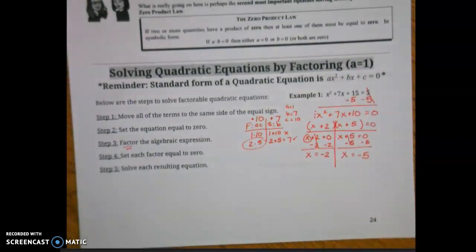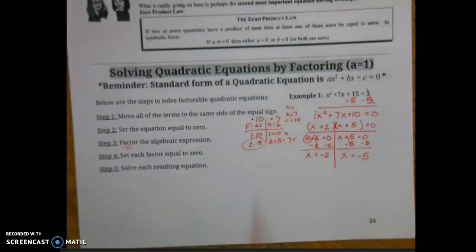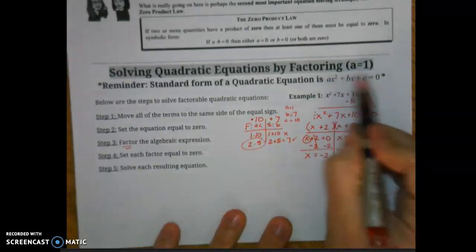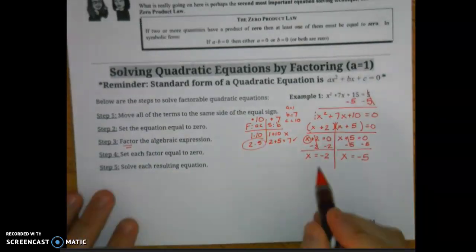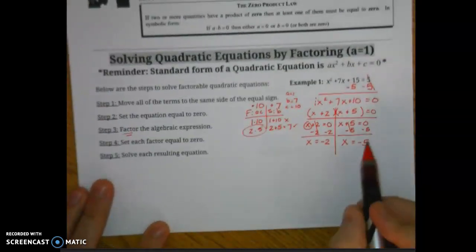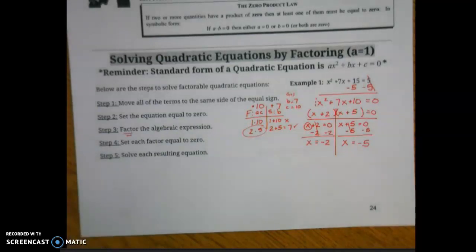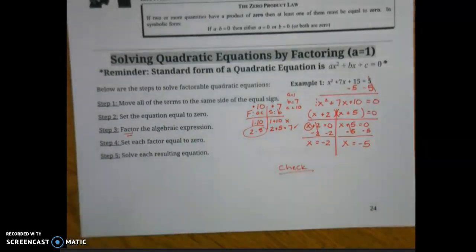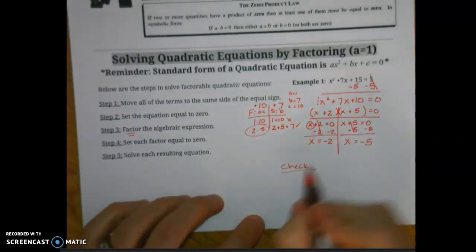Okay. So unlike linear equations, which we solved at the beginning of the year, when we have a quadratic equation, we can have two different values that make the original equation true. Okay, so what this is saying is that negative 2 makes this original equation true, and negative 5 also makes the equation true.